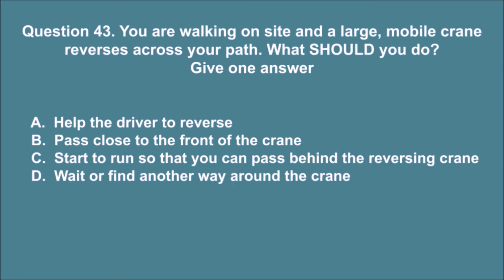Question 43. You are walking on site and a large, mobile crane reverses across your path. What should you do? Give one answer. A. Help the driver to reverse. B. Pass close to the front of the crane. C. Start to run so that you can pass behind the reversing crane. D. Wait or find another way around the crane. The correct answer is D.